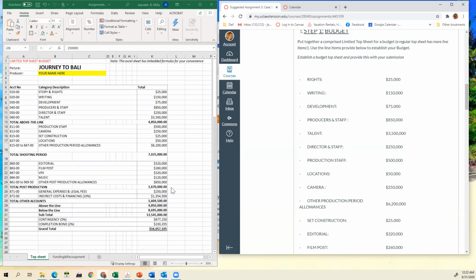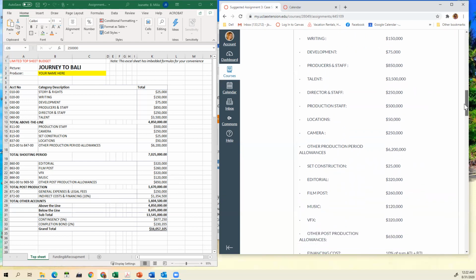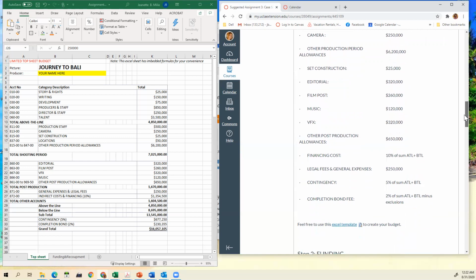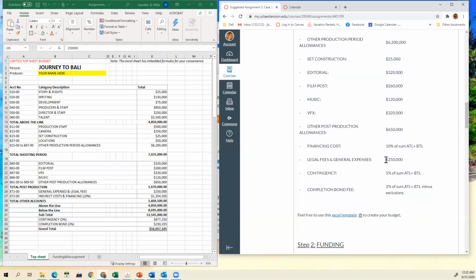We have some general expenses and legal fees that we're accounting for here at 250, and we have some financing costs, which are 1,354,500. And the financing costs are described here. Let's go down. Legal, that's $250,000, and the financing costs are 10% of the sum of the above the line and the below the line. So the above the line and the below the line together, 10% of that is going to cost, it's our finance fees of 1,254,500.